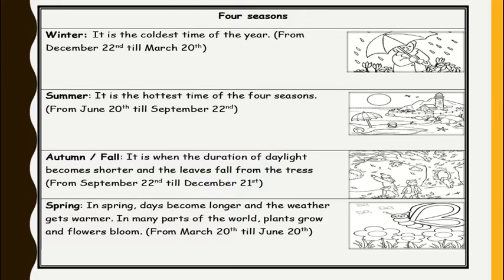Okay? Next we have spring. In spring, days become longer. So spring is the opposite of autumn. And the weather gets warmer. And in many parts of the world, plants grow and flowers start to bloom and open up. And it starts from March 20th until June 20th.